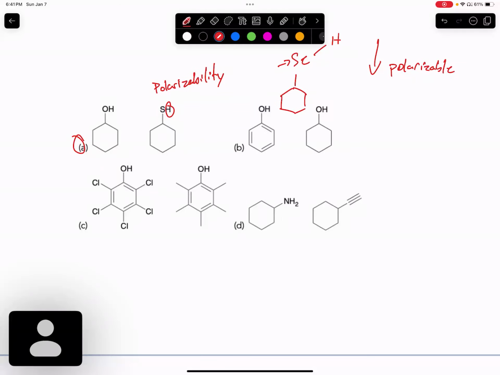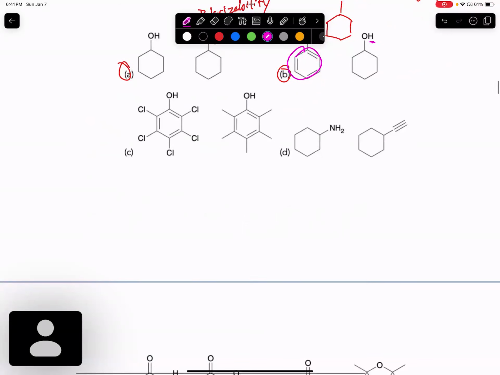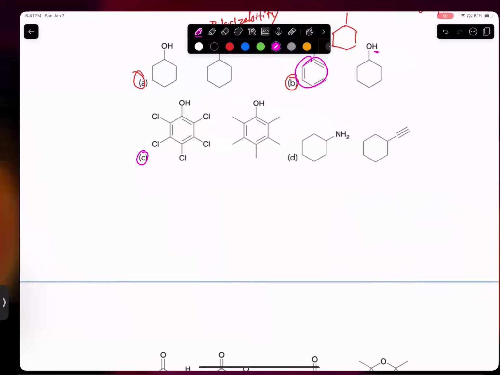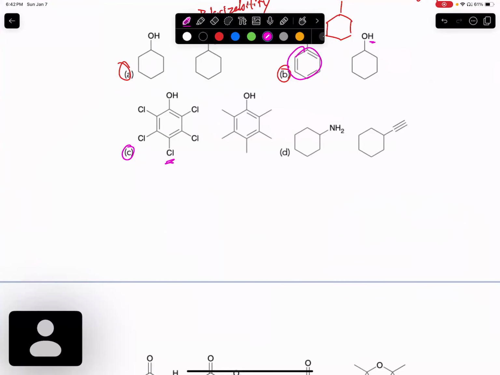How about B? The one on the left, due to resonance. Resonance, yes, resonance is key. What about C? Left, because of induction. Induction. I for induction. Okay. What about D? The one on the left. Left. One on the right.